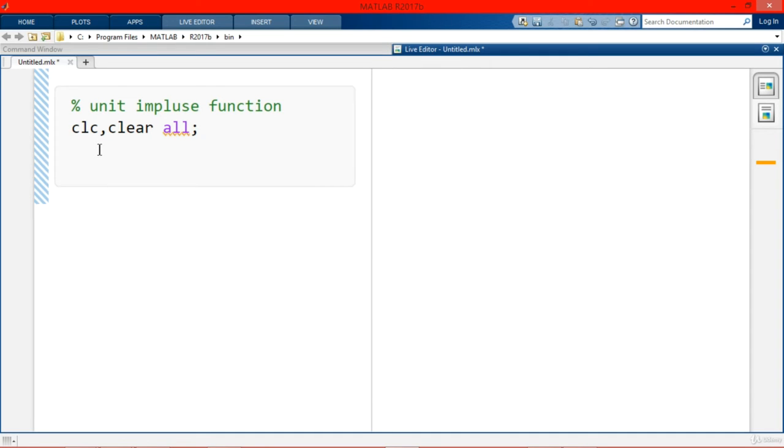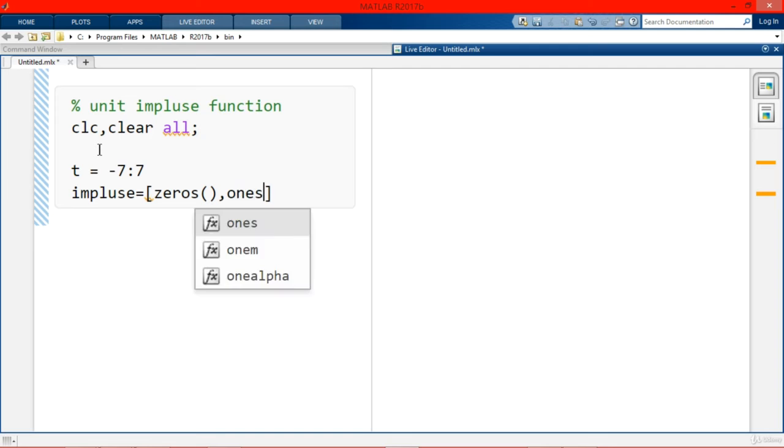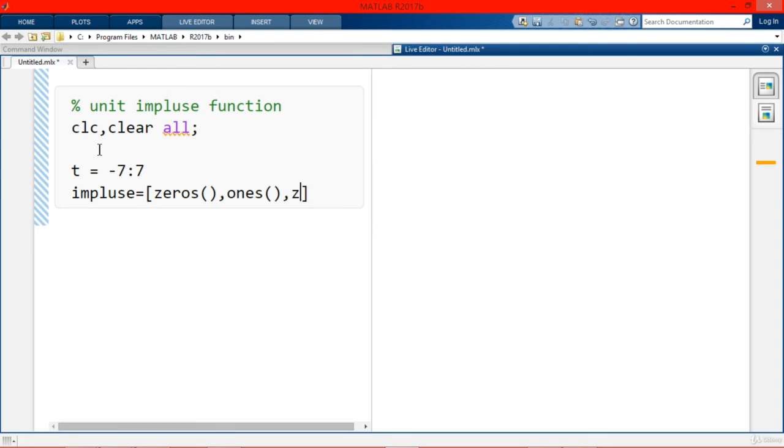Now, again, define the time for your function to be shown. Let's take t equals minus 7 to 7 again. After that, we'll generate the signal. We know from the definition that this signal only exists at t equals 0. So take a variable named impulse equals zeros and ones and again zeros.